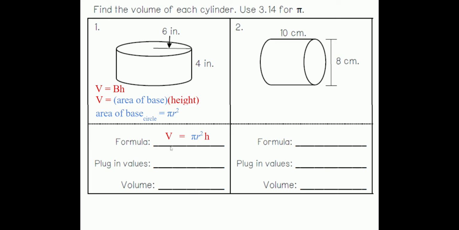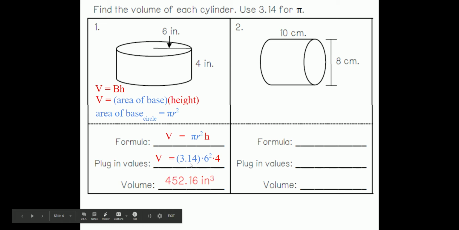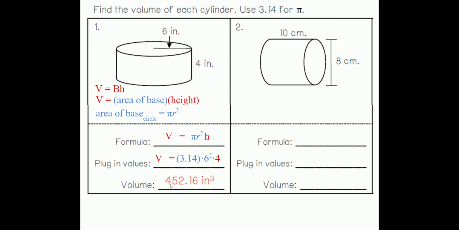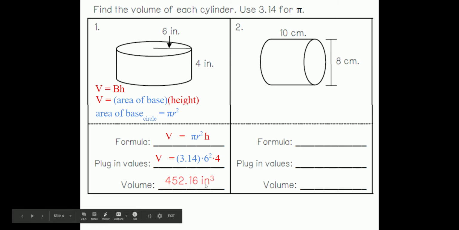So let's plug in our values. We don't know the volume, so we're leaving it as V. We do know pi, it's 3.14. They told us to use that. We also know the radius, which is 6 inches, so we're replacing r with 6, and we're squaring it. And h is the height, which is 4 inches, so we're replacing h with 4. And then we multiply it out. 3.14 times 6 squared, times 4 equals 452.16 inches cubed. Let's try the next one.